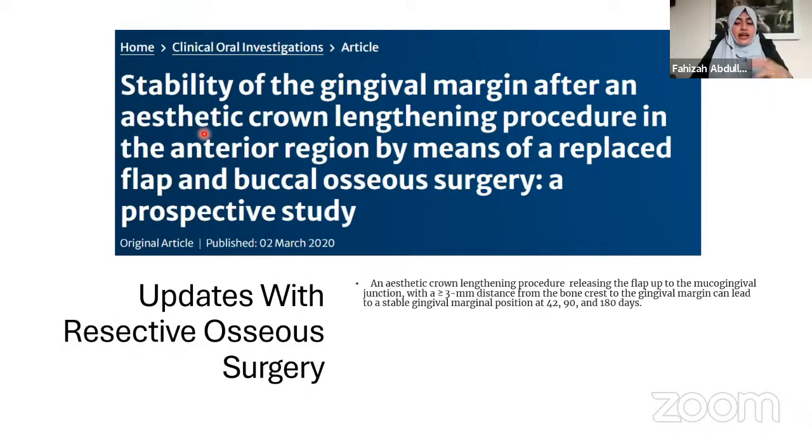So here, in the aesthetic crown lengthening procedure, the flap is released up to the mucogingival junction with more than 3 mm distance from the bone crest to the gingival margin. At least 3 mm distance has to be there from the bone crest to the gingival margin. That can lead to a stable gingival marginal position. I portrayed this article here because it has been re-established in recent years that at least 3 mm of difference has to be there between the bone crest and the gingival margin.